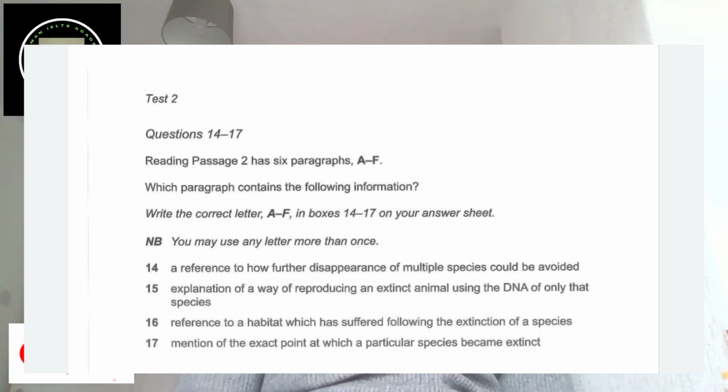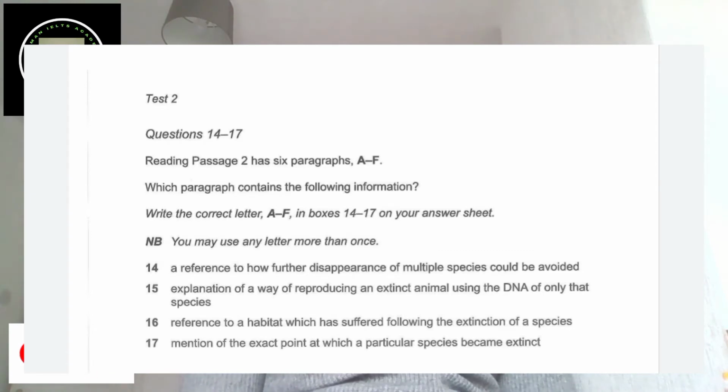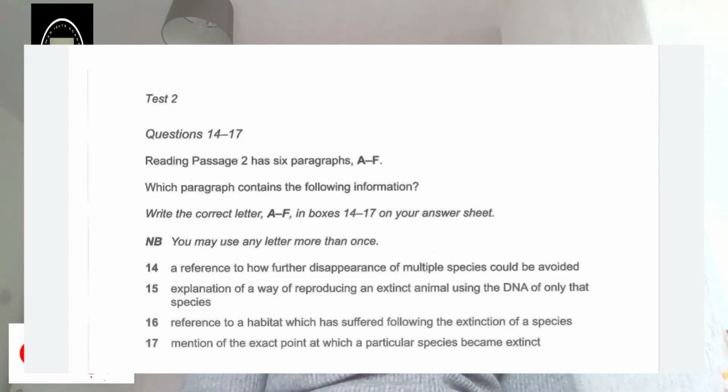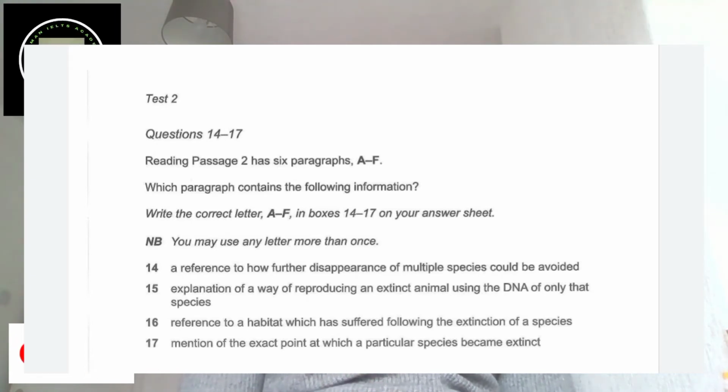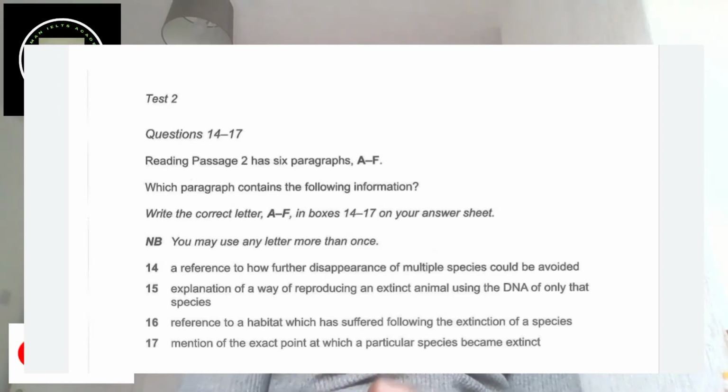Let me look at 17 as well. Mention of the exact point at which a particular species became extinct. This question is telling us that they mention a point where a particular species became extinct. And I saw something like that. If you go to the beginning of the paragraph, they say, sadly, the passenger pigeon's existence came to an end on 1st September 1914. They mention the exact date the species went into extinction. So you can see that you don't need to look anywhere again. Question 17 and 15, they are A.